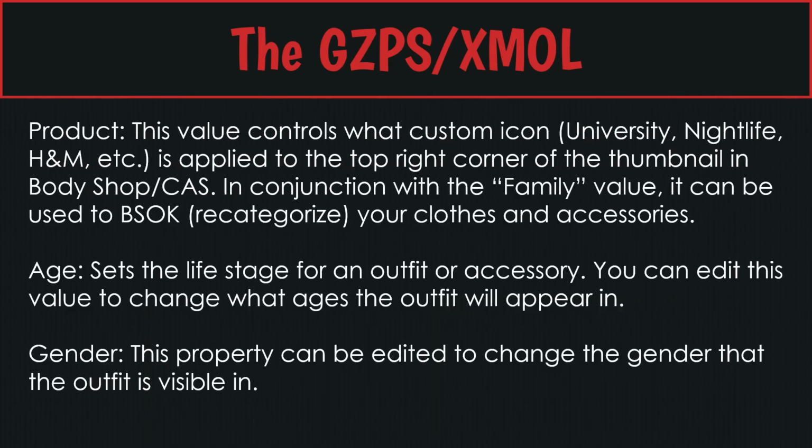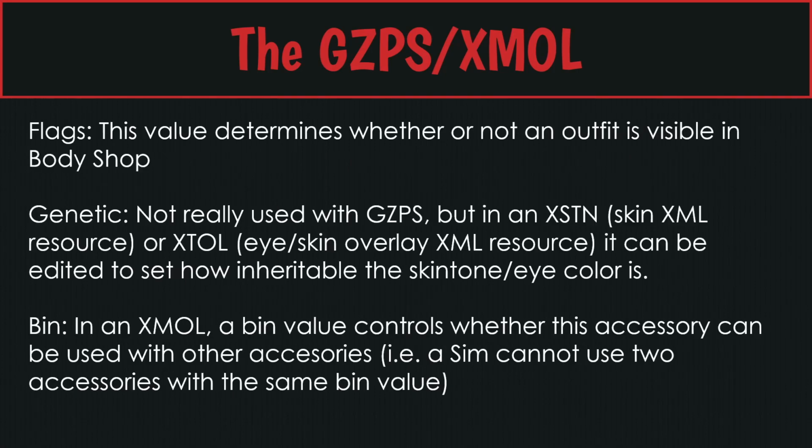Product. This value controls what custom icon, such as University, Nightlife, H&M, is applied to the top right corner of the thumbnail in Body Shop and CAS. In conjunction with the family value, it can be used to BSOC, that is, recategorize your clothes with your own custom icons. Age, this sets the life stage for an outfit or an accessory. Gender, this is the gender for an outfit or accessory. Flags, determines whether or not an outfit is visible in Body Shop and whether or not it can be used by townies.